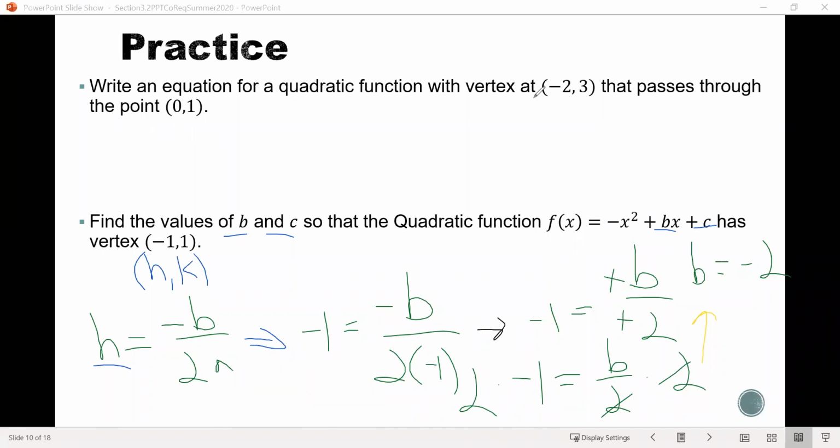All right, so we know that now. We know the value for b. So we can plug that into our equation.